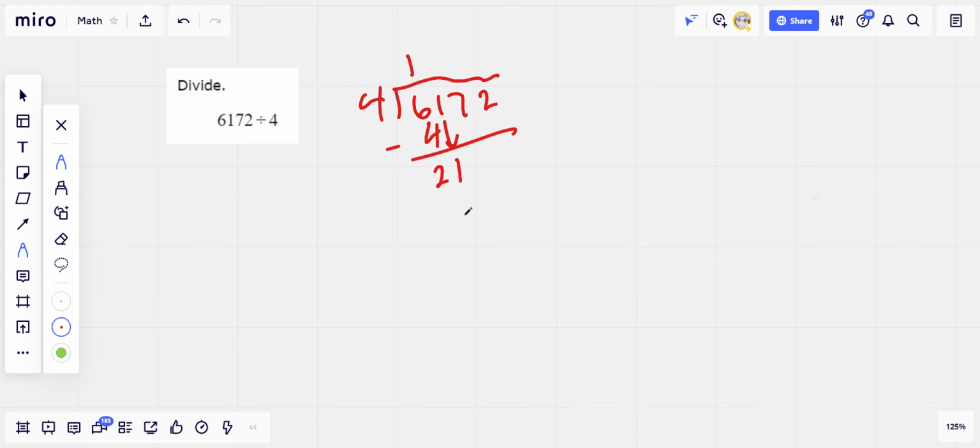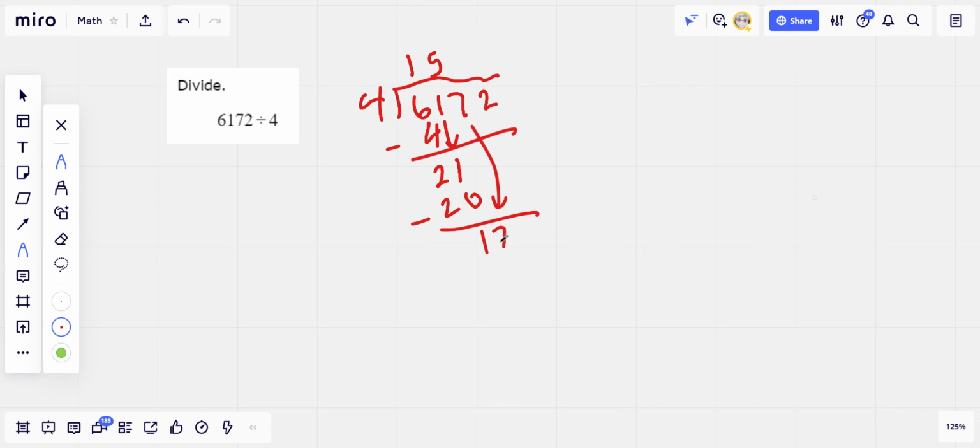Okay, that's a complete circuit. That's 1. Now we've got 21. So what's 21 divided by 4? Well, I think the closest we can get is 5, because 5 times 4 is 20. So the closest we can get without going over, that's only 1 away. So I'm going to put a 5 up here. Now we multiply. 5 times 4 is 20. And then we subtract. So 21 minus 20 is 1. And then we bring down the 7.